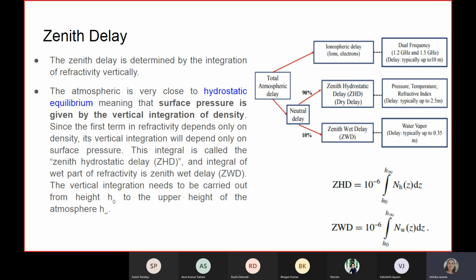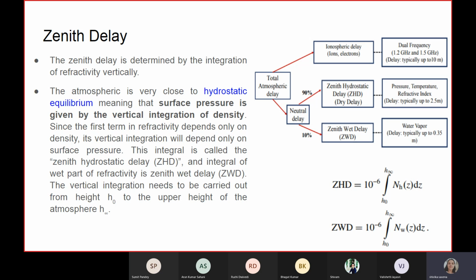In this flowchart you can see the total atmospheric delay can be divided into two parts. The bigger one is the ionospheric delay, typically up to 10 meters, and the relatively smaller portion is the neutral delay, that is tropospheric delay. Again, tropospheric delay can be divided into two parts. Because refractivity is divided into two parts, we have two portions of delay, that is dry or hydrostatic delay, and wet or non-hydrostatic delay. The major portion is the dry part, because water vapor is present in a smaller amount than the other gases. We have more of the dry delay and less of the wet delay: zenith hydrostatic delay, zenith wet delay.